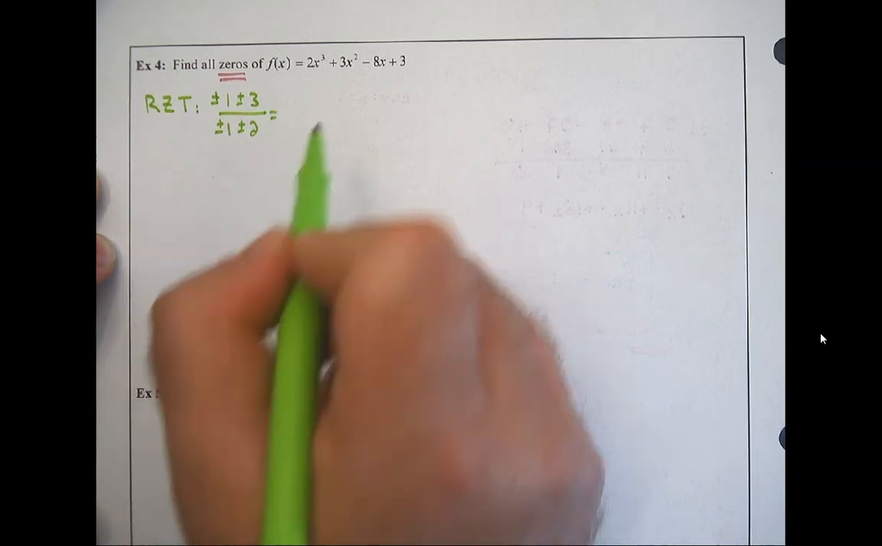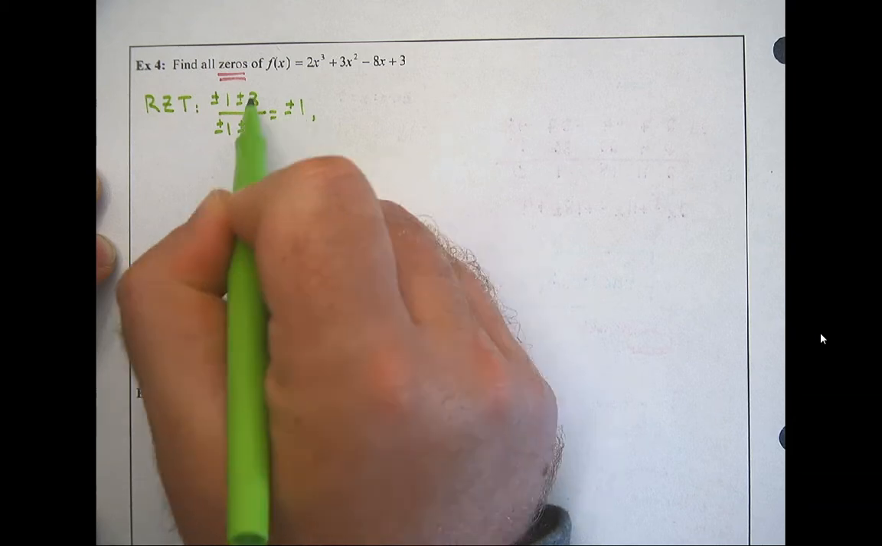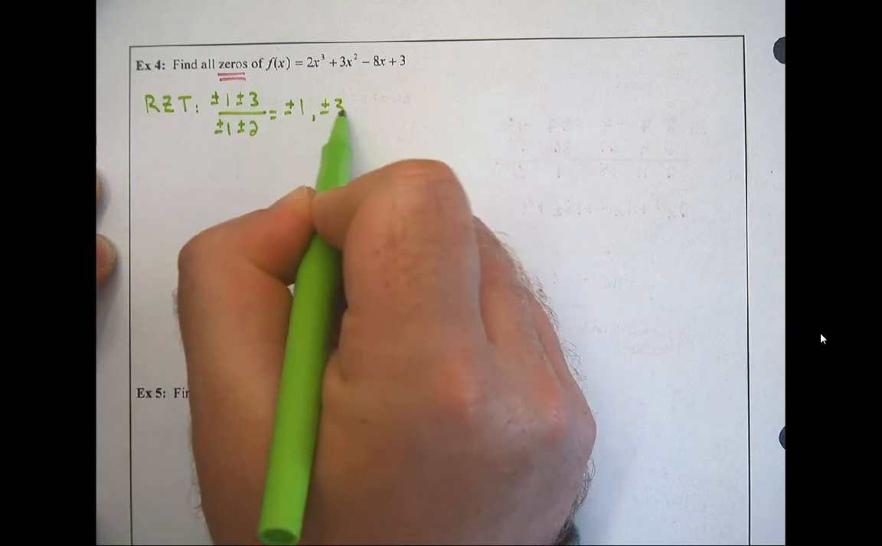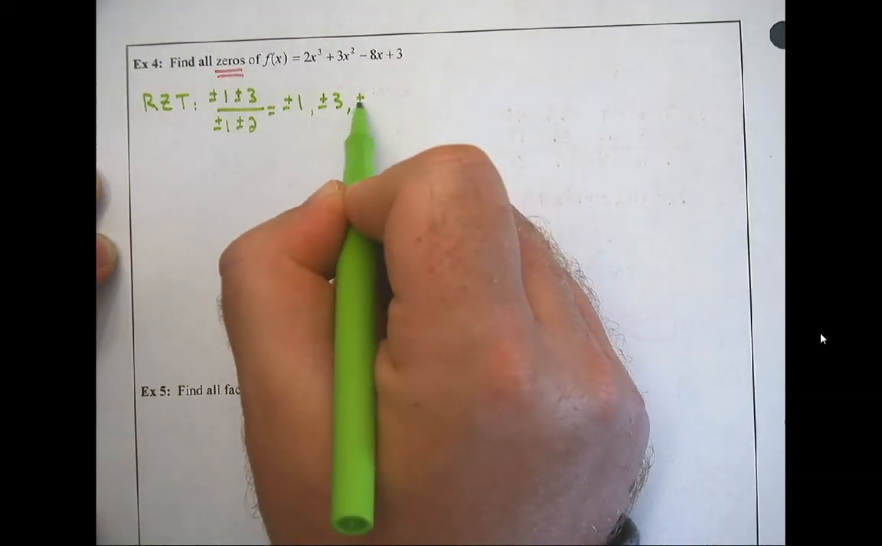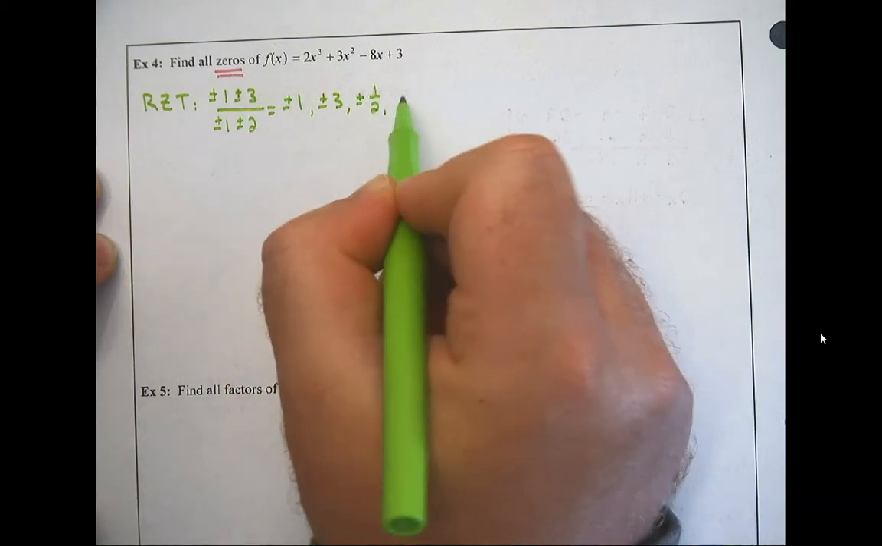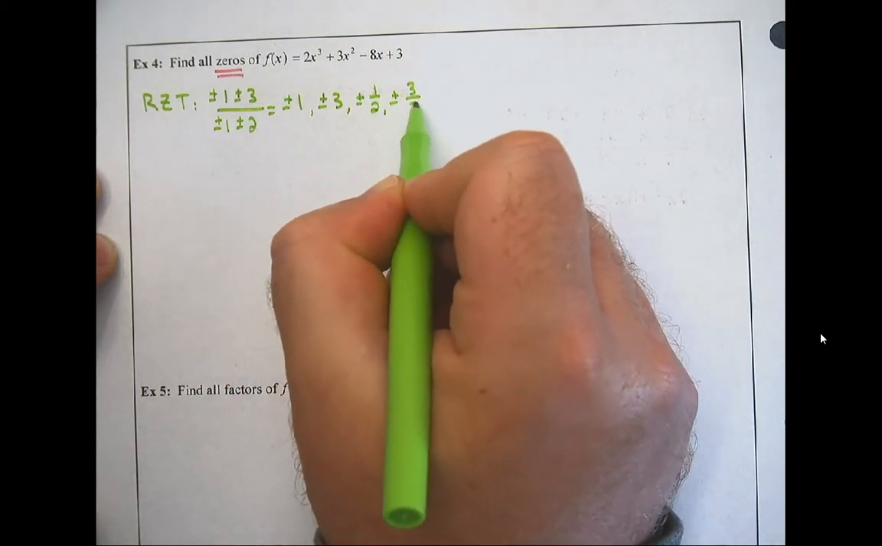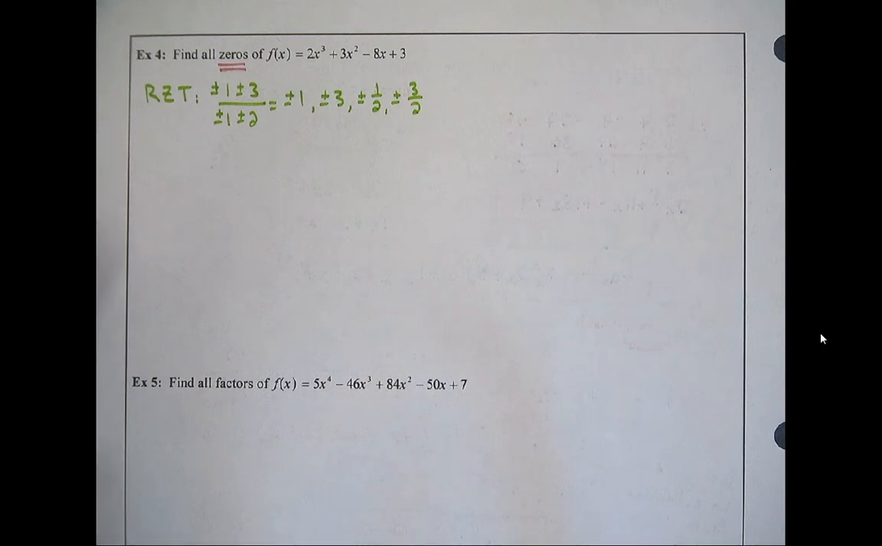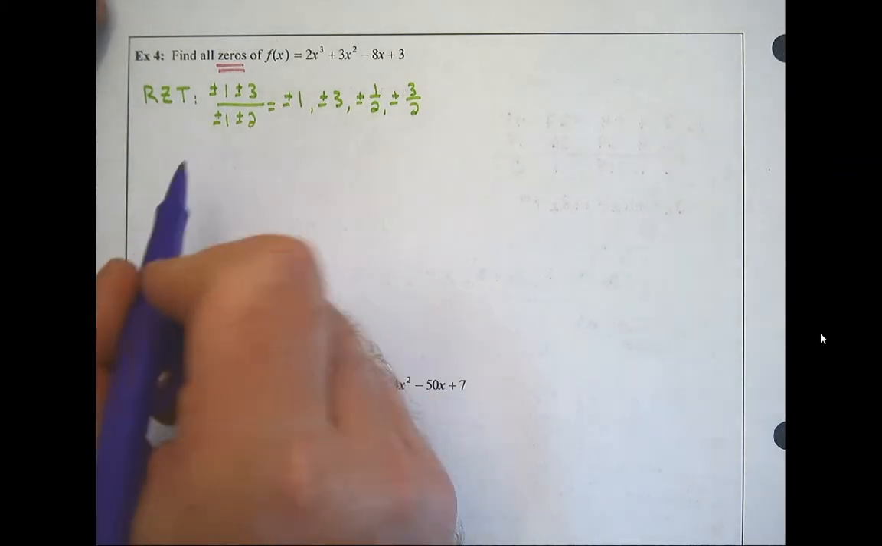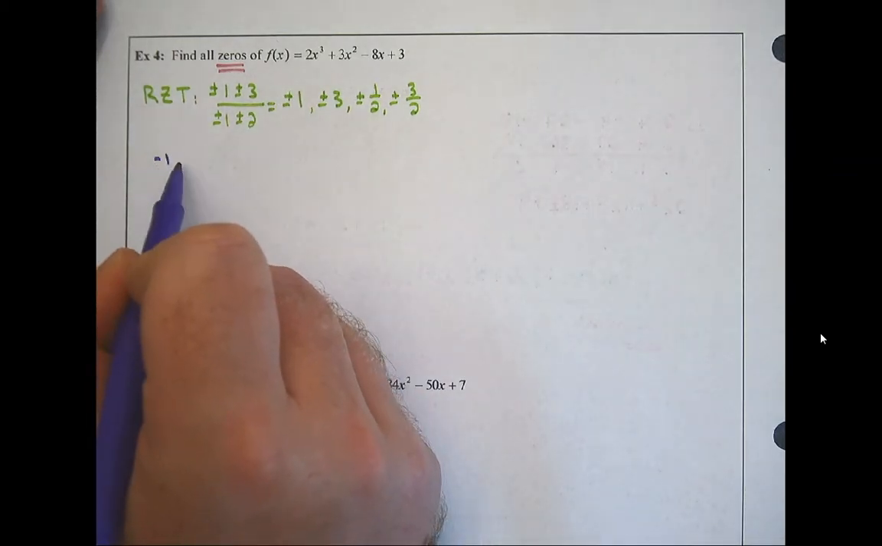So 1 over 1 is 1. 3 over 1 is 3. 1 over 2 is 1/2. 3 over 2 is 3/2. So like I said, this is the kind of list that I'm going to expect you to be able to do. Then from here, this is kind of a pain. You just have to guess and check. You have to try something and see if it works. I'm going to guess -1 first. Why? Just because. Actually, because I know it won't work.